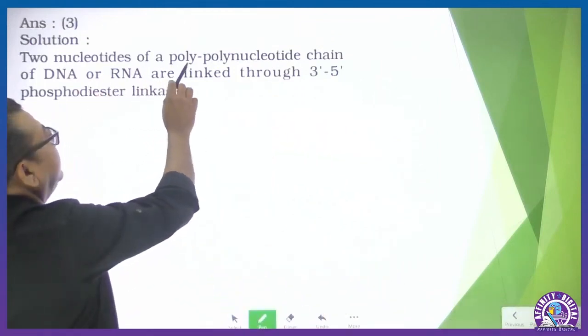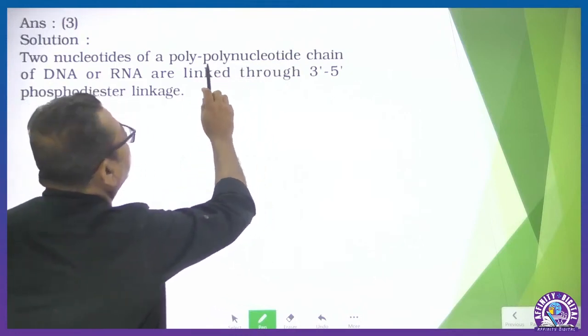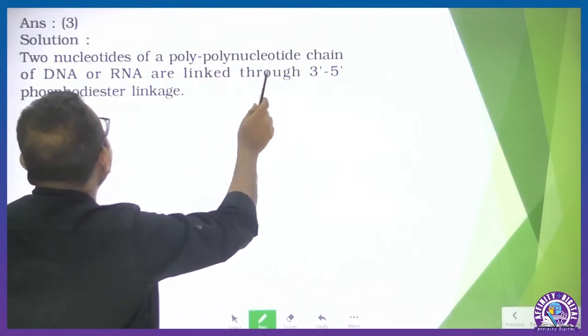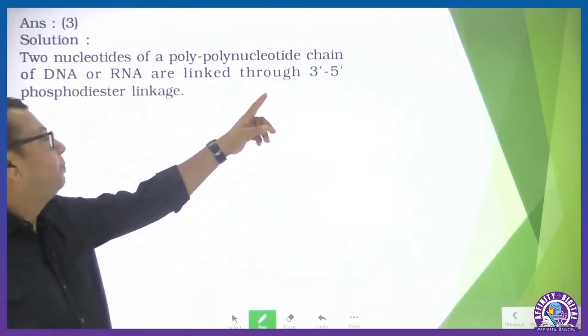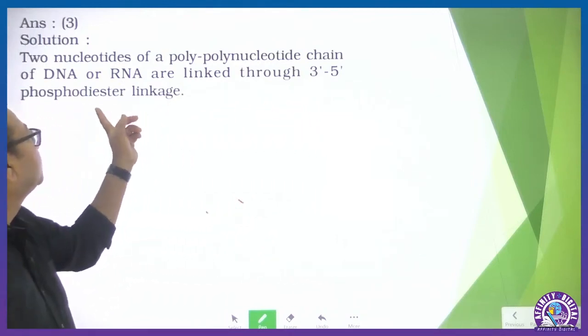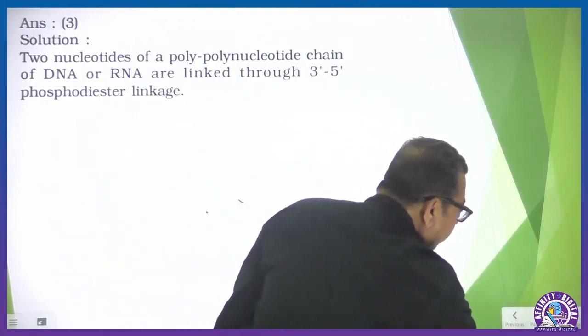टू एडजेसेंट न्यूक्लियोटाइड्स ऑफ ए पॉलीन्यूक्लियोटाइड, यहां पे पॉली रिपीट होगा, पॉलीन्यूक्लियोटाइड चेन ऑफ डीएनए और आरएनए आर लिंक्ड थ्रू 3 प्राइम टू 5 प्राइम फॉस्फोडाइस्टर लिंकेज. ओके, मूविंग ऑन टू द नेक्स्ट क्वेश्चन.